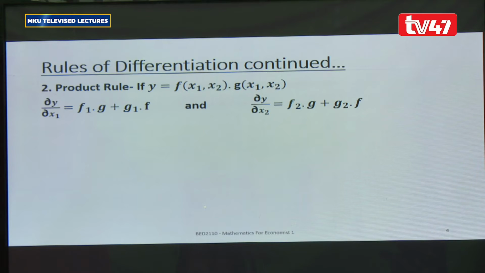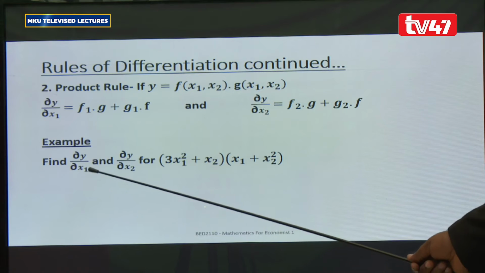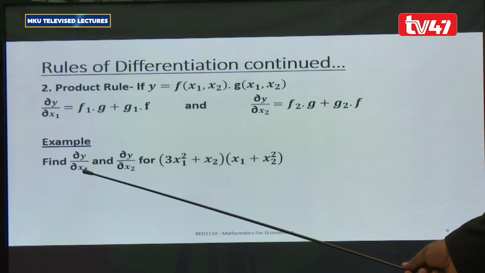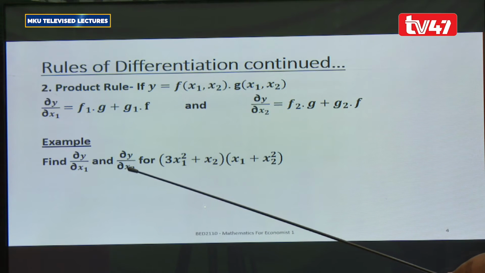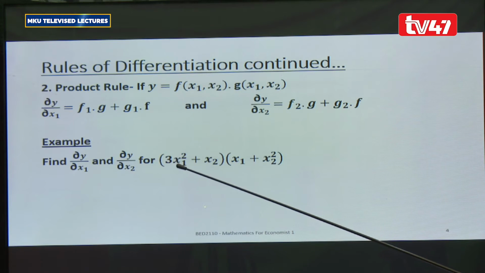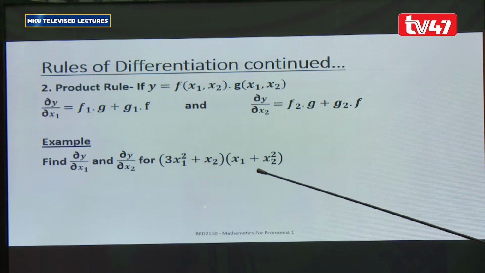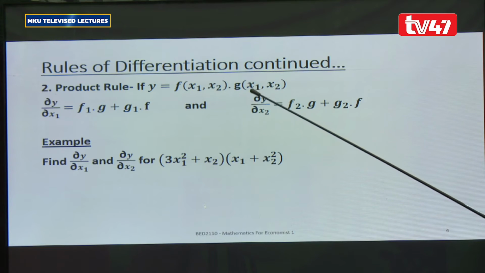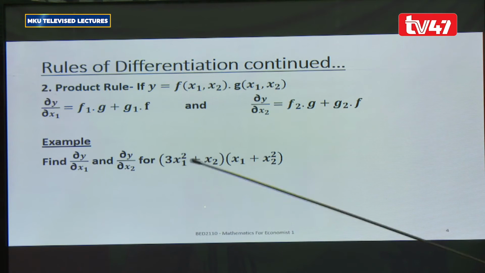Let's get an example for us to understand this. In this case, we have to get the partial derivative with respect to x1 and also the partial derivative of this function with respect to x2. For this function, y equals 3x1 squared plus x2, this is our function 1, and function 2, which is g(x1, x2), is represented by x1 plus x2 squared. We have to get the partial derivative of this function.